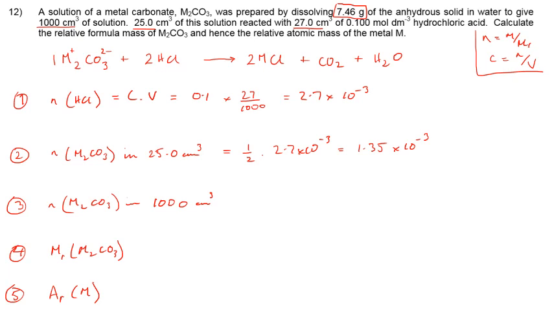If we want to use the 7.46 grams, we have to multiply that up to see how many moles were in the whole volumetric flask. And so that is just a calculation like this. You're going to start off with how many moles you had in 25, and you're going to multiply that up by 1000 over 25, and that is going to come out at 0.054.